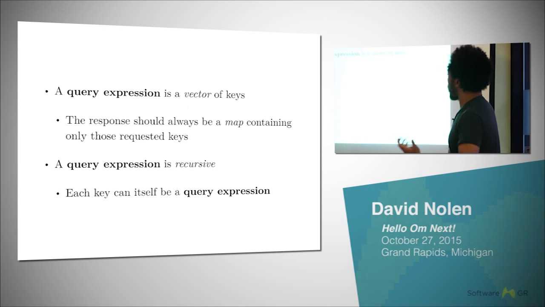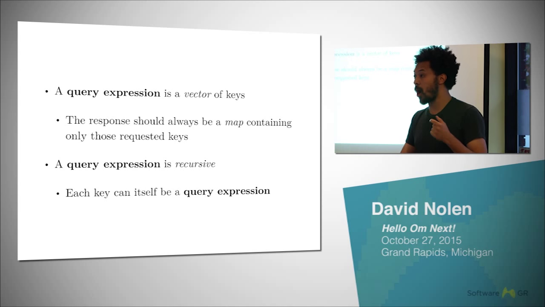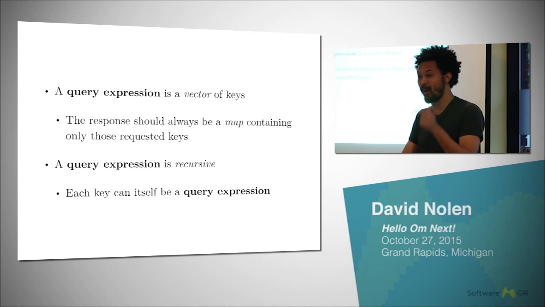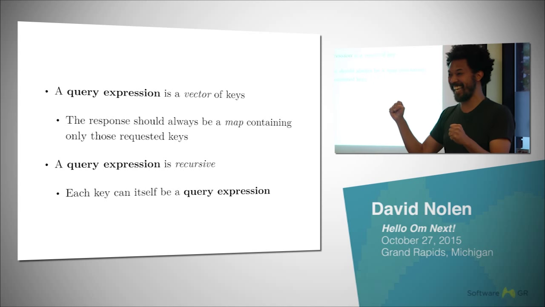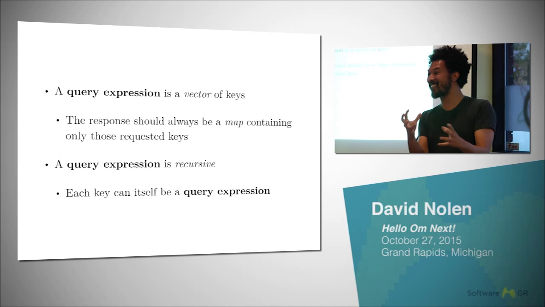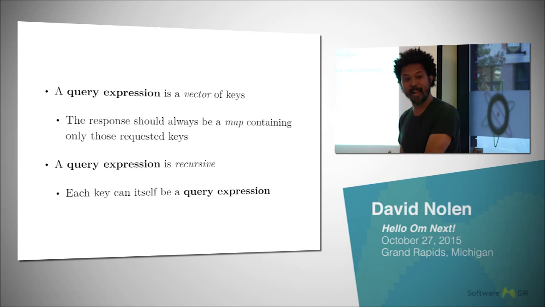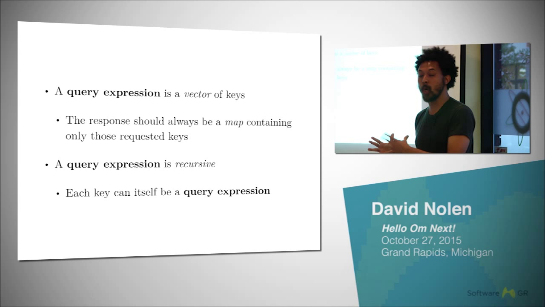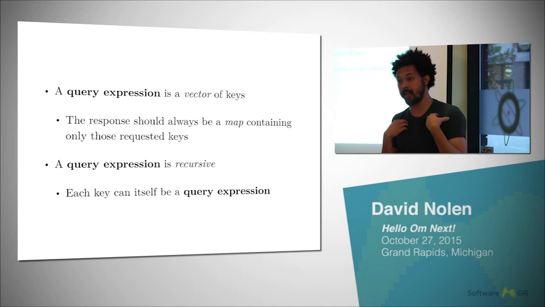OK, so a query expression, to reiterate, is a vector of keys. The response will always be a map containing only those requested keys. I just fixed the problem, right? I did so little. I just said that if this is what I asked for, I'm going to get that back, right? There is no discrepancy. It now requires no transformation on my side, right?